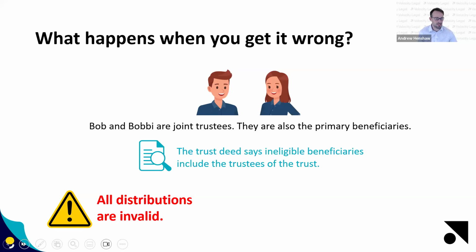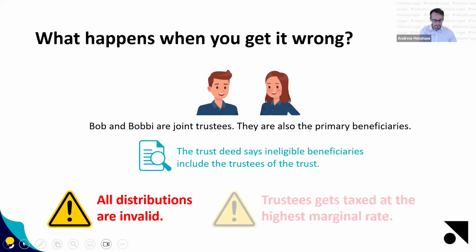You cannot make a distribution to someone who's not a beneficiary of a trust. That could have all sorts of flow-on implications, as in, well, who pays the tax on the income? What if there's some estate planning or family law dispute going on as well? So typically it's a tax and a control of the trust type issue. And if no one's entitled to the money, of course, the trustee gets taxed at the highest marginal rate.